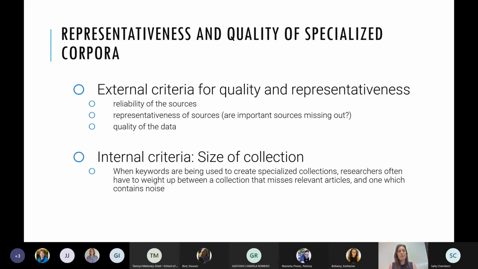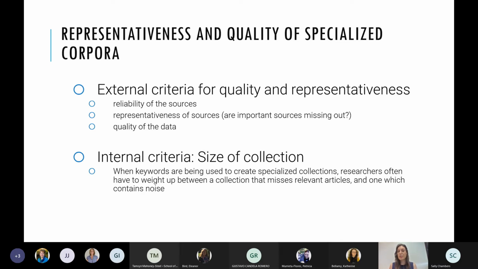And there are further internal criteria, which refer to the size of a collection. So when keywords are being used to create specialized collections, imagine you want to create a collection on immigration topics or issues, you would use maybe the word immigration or migration and try to find related words that would give you articles that talk about migration. But researchers often have to weigh up between a collection that misses relevant articles or one that contains noise.